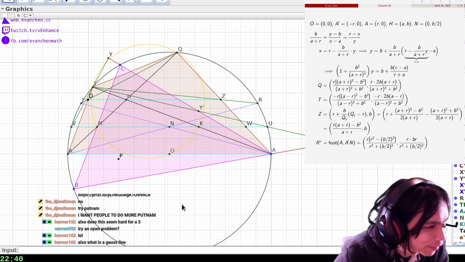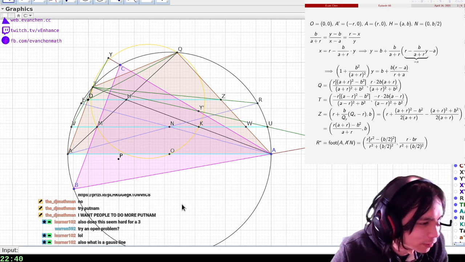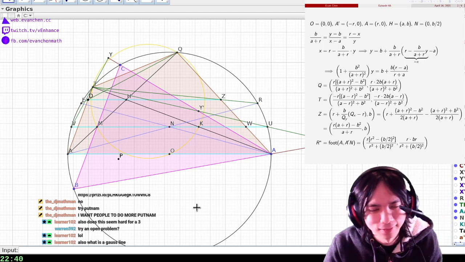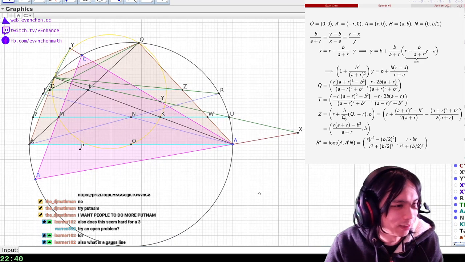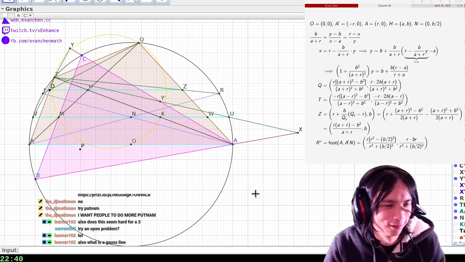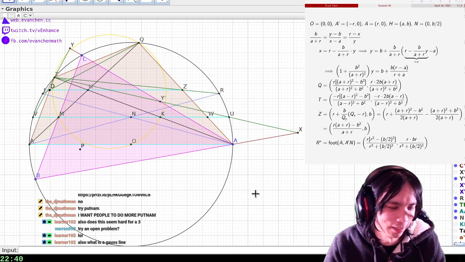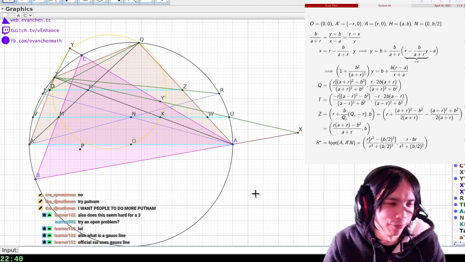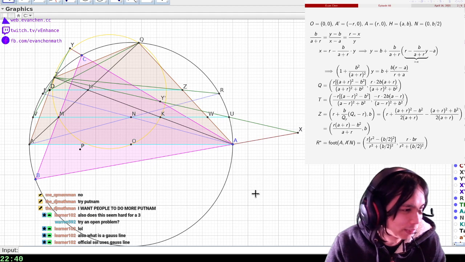No, tripod. Does it seem hard for a 3? Well, it depends on what you mean by hard for a 3. Like, it is on the harder end of 3s. I don't think it's too hard for a 3.